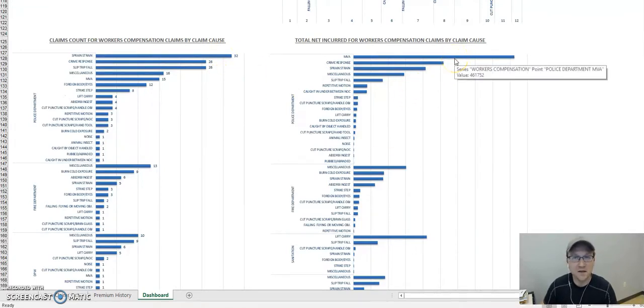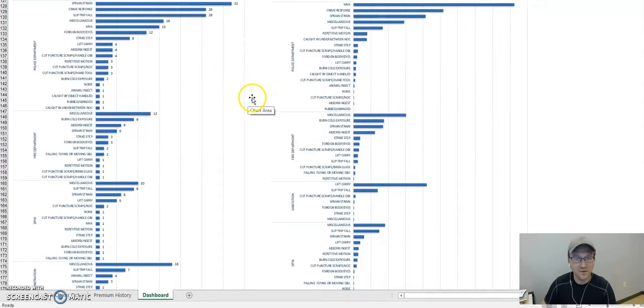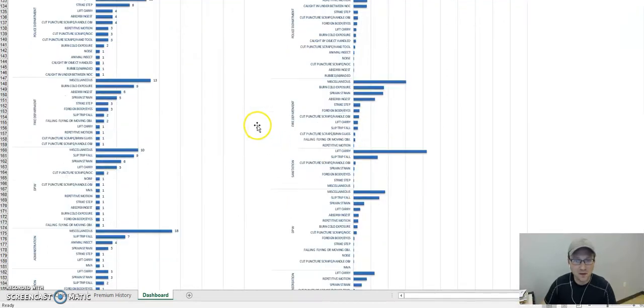And then the other thing we can identify is, what's costing us the most? Because if we can really drive those claims down, that's going to have the biggest bang for our buck, especially if we have to invest a little money in safety training or personal protective equipment. And again, you see that dynamic play out throughout here.